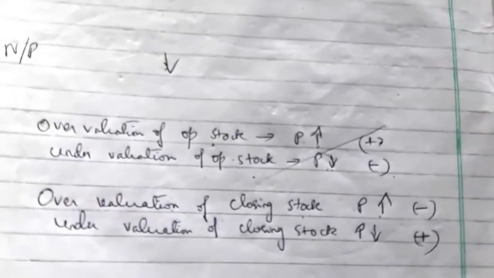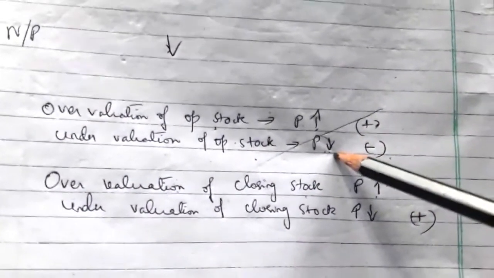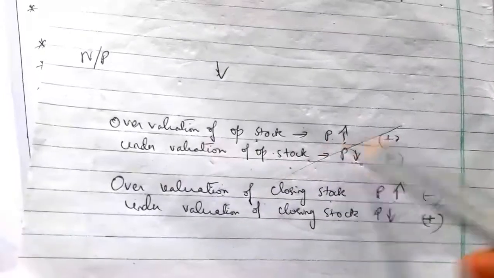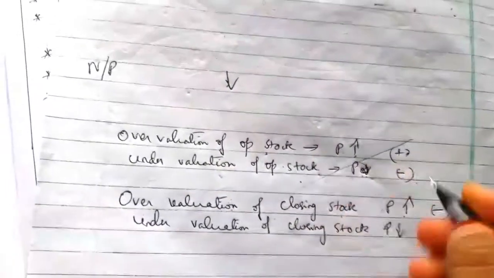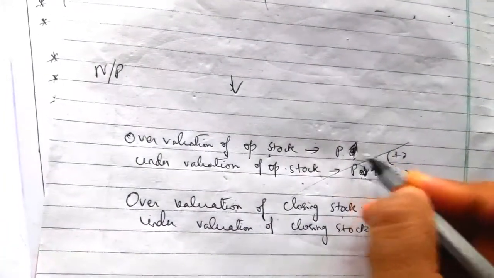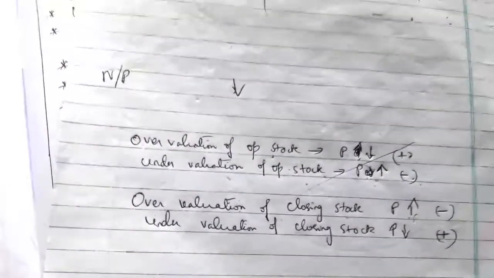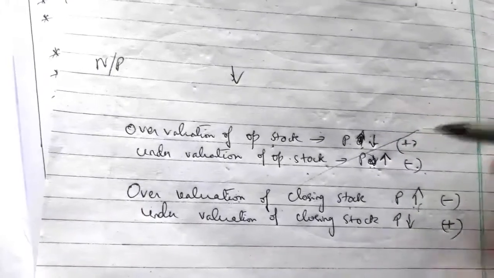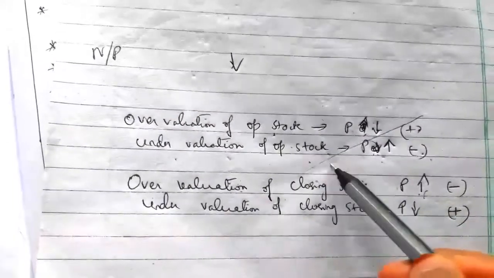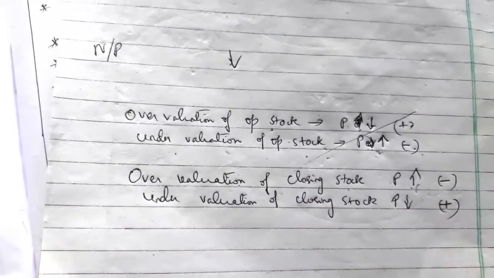Understood? While explaining the format in the first video, I mistakenly wrote that in undervaluation of opening stock, profit shows less. In the case of undervaluation of opening stock, profit will show more. The closing stock case is correct: profit shows more but the treatment is deducted. Overvaluation of opening stock means profit shows less, which is the opposite case. I explained it properly, but I made a mistake while writing at the end. In the case of undervaluation of opening stock, profit shows more, and in the case of overvaluation of opening stock, profit shows less.